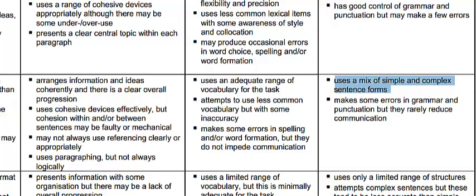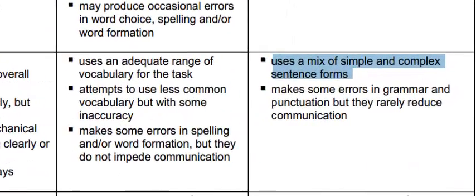So going back to our Band Score 6 descriptor, uses a mix of simple and complex sentence forms. This doesn't mean that you're continuously using complex sentence forms or very long sentences. Really what this is referring to is your ability as the student to logically link ideas together with grammatical accuracy. And really it's not necessary to do this with really long sentences.